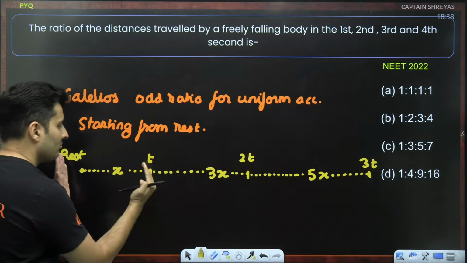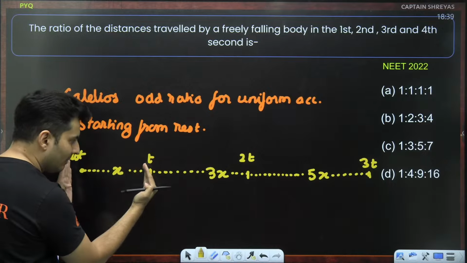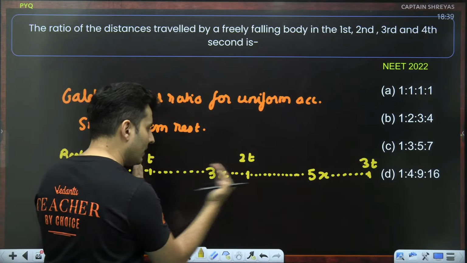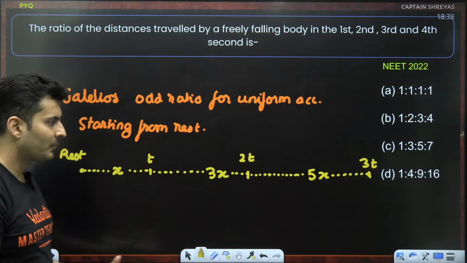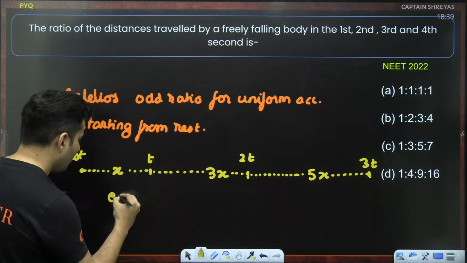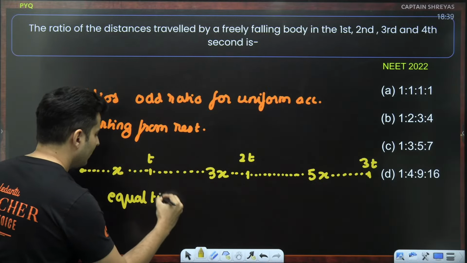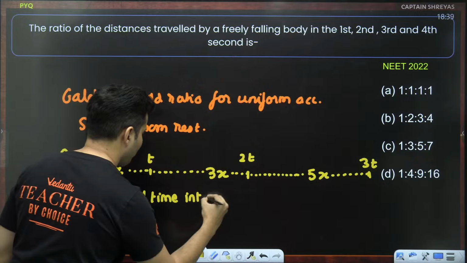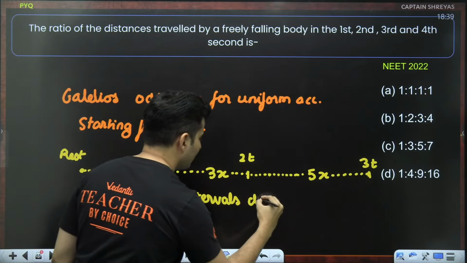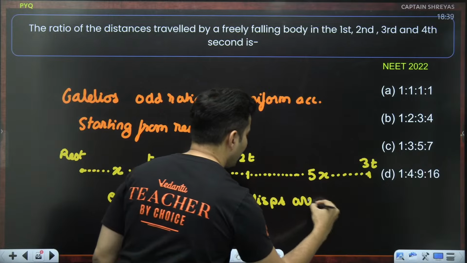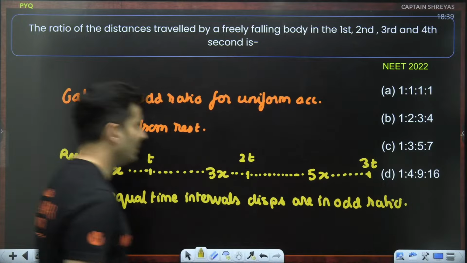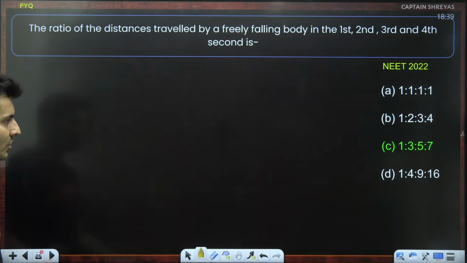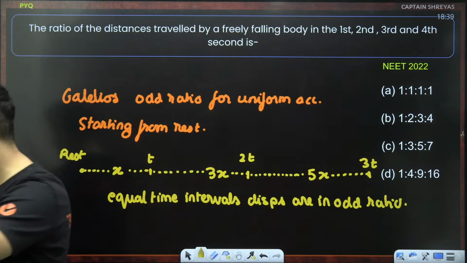So in one time interval, if you have moved some distance, in the next equal interval you will move 3 times. In the next interval, you will move 5 times. In the next, you will move 7 times. So for equal time intervals, the displacements are in odd ratio. Hence it will be 1 is to 3 is to 5 is to 7 is to 9 is to 11. Okay, so it is always C for captain.